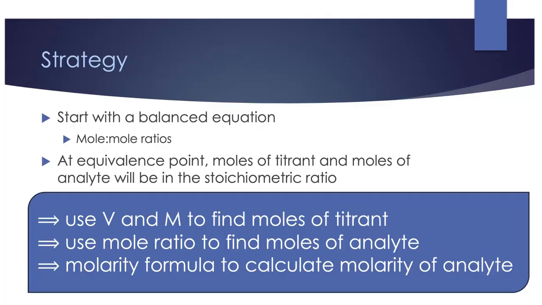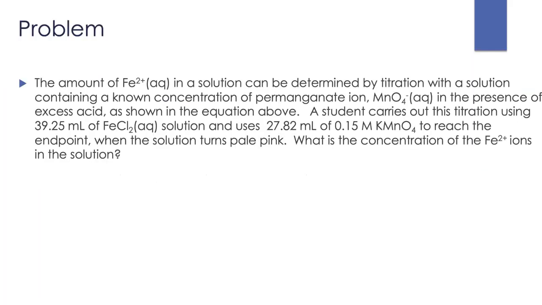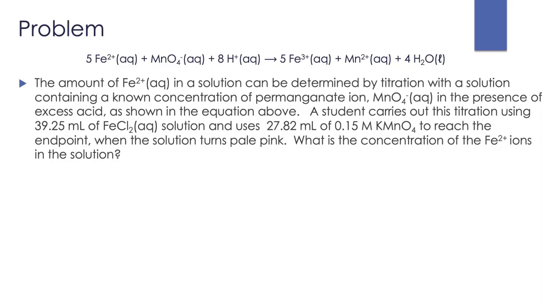Again, we can do other variations on it, but this is the big picture. It's time to do a problem, right? That's what we're here to do. The amount of iron 2 ions in a solution can be determined by titration with a solution containing a known concentration of permanganate ion in the presence of excess acid, as shown in the equation above. Here's the equation. A student carries out this titration using 39.25 mL of iron 2 chloride solution and uses 27.82 milliliters of 0.15 molar potassium permanganate to reach the endpoint when the solution turns pale pink. What is the concentration of the iron 2 ions in the solution?